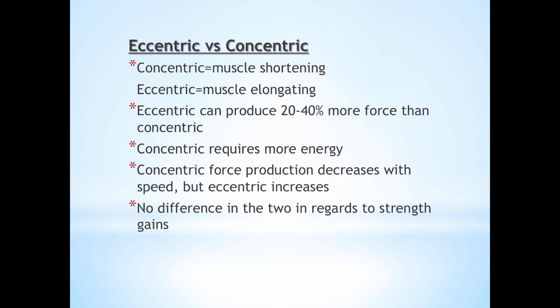So concentric is the muscle shortening, the eccentric is the muscle elongating. So the eccentric can produce more force, 20 to 40% more. The concentric requires more energy, but the force production decreases with speed, whereas the eccentric force production increases with speed. So if you're doing a concentric exercise, you want to make sure that you're going nice and smooth and controlled on that. But your eccentric ones, you can really pick up the pace and get a lot more speed with it. So that's one thing to remember as we do different exercises.